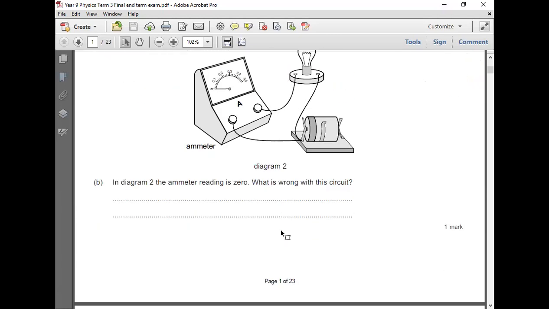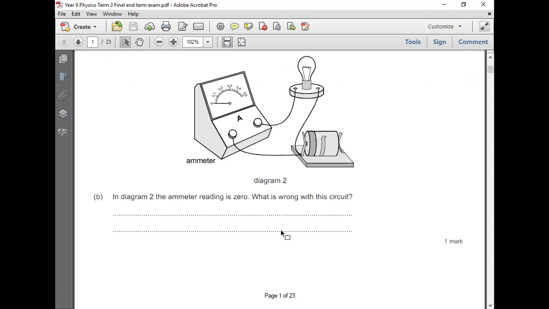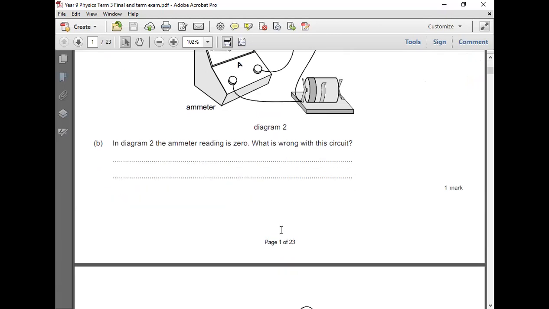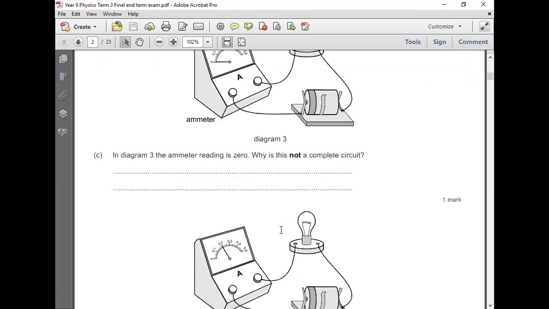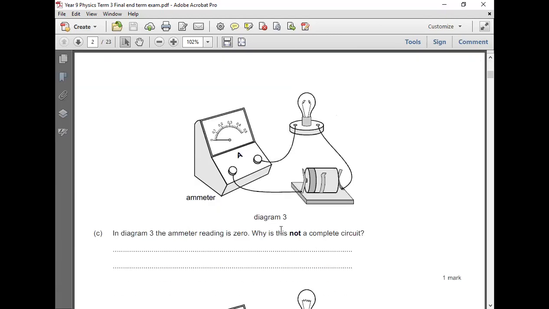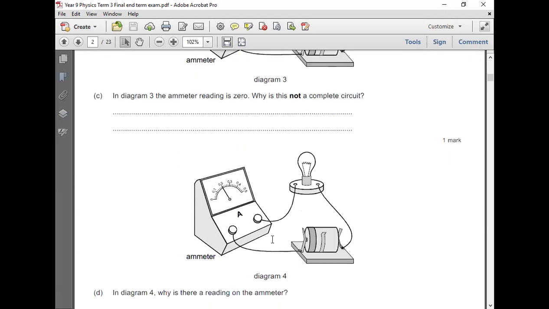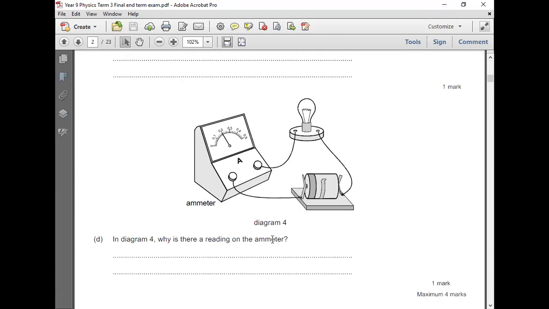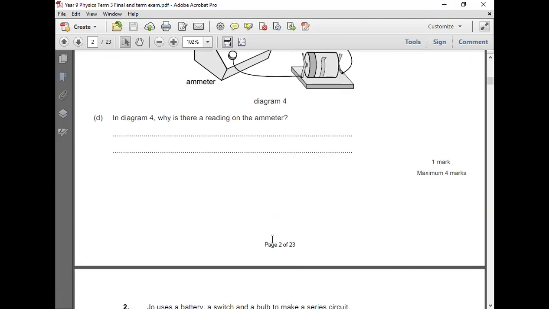In diagram 2, the ammeter reading is still 0. What's wrong with this circuit? And then in the third diagram, the ammeter reading is still 0. Why is this not a complete circuit? You need to understand why it is not a complete circuit, even if all the components seem to be connected properly. Question D, in diagram 4, why is there a reading on the ammeter?